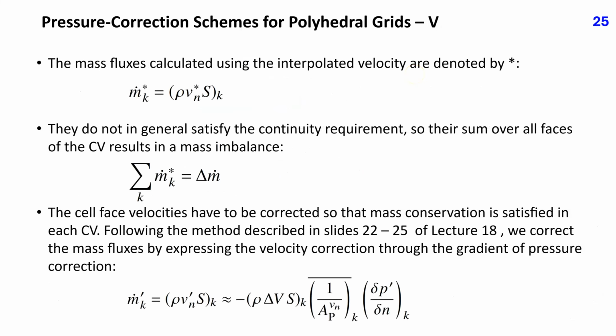The mass fluxes calculated using the interpolated velocity are denoted by asterisks. They do not in general satisfy the continuity requirement, so their sum over all faces of the control volume results in a mass imbalance. The cell face velocities must be corrected so that mass conservation is satisfied in each control volume. Following the method described in slides 22 to 25 of lecture 18, we correct the mass fluxes by expressing the velocity correction through the gradient of the pressure correction.